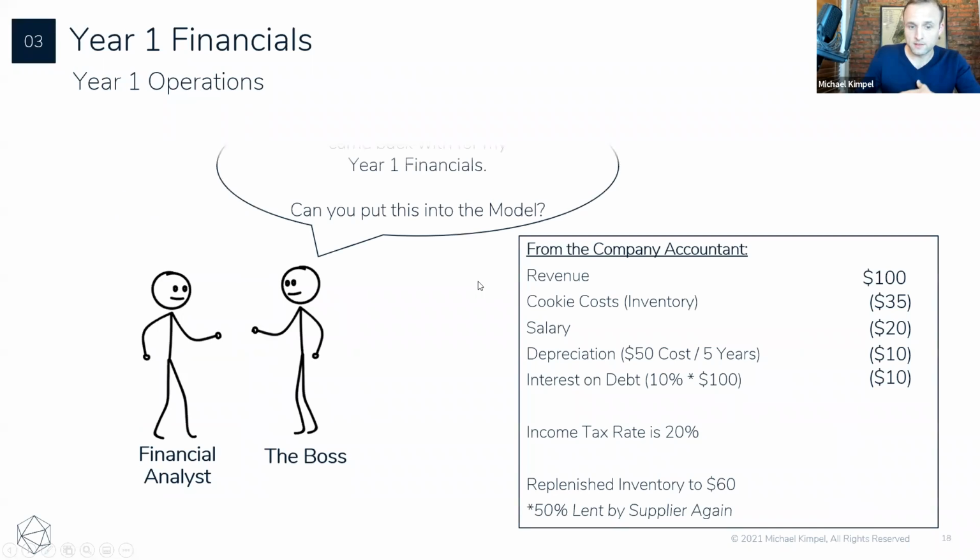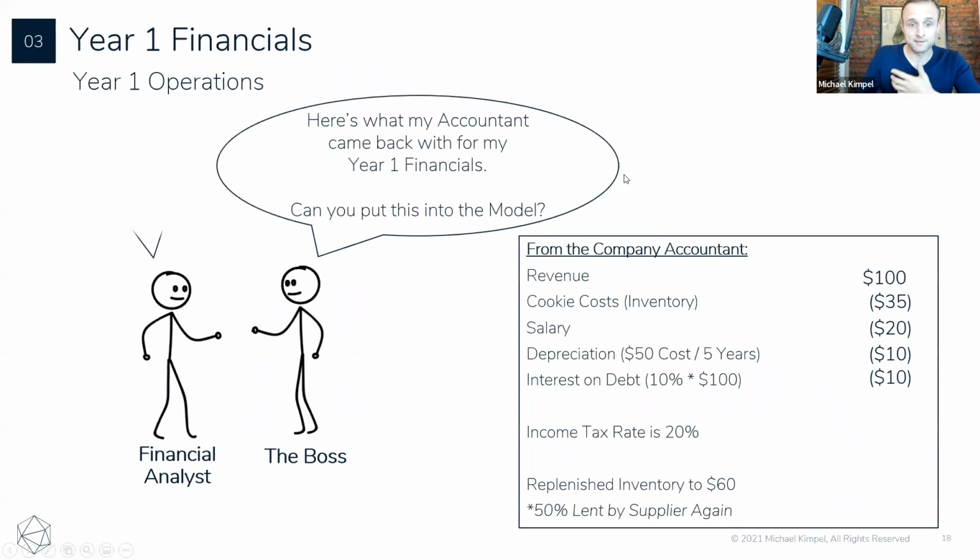So to that point, the boss comes back and says, all right, let's start setting up the year one financials so we can get them in place before we start building our projections. And they've given us the data, which we largely had from the prior slide, but there are a couple additional things to note here. One is that at the end of the period, we're going to replenish our inventory up to $60. So remember, we sold $35 worth of cookies, so we need to get our inventory up so we can sell to more customers. So we're going to assume that inventory ends at $60.